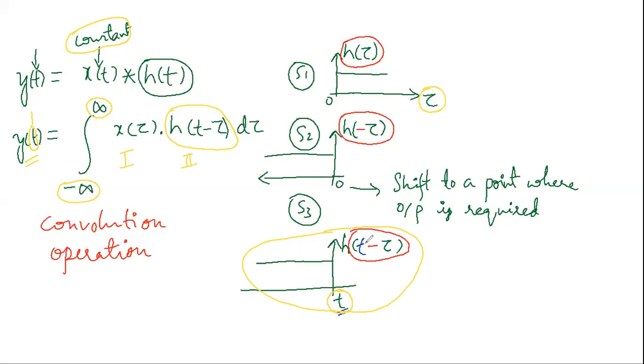So on the whole, the Hilbert transform of any signal x of t is given as 1 by pi integration from negative infinity to positive infinity x of tau by t minus tau d tau. So this is the formula to calculate the Hilbert transform in time domain. So likewise, this is the Hilbert transform.